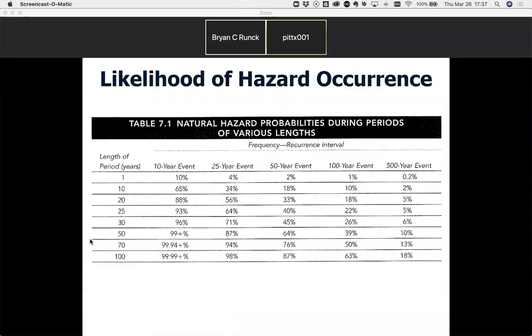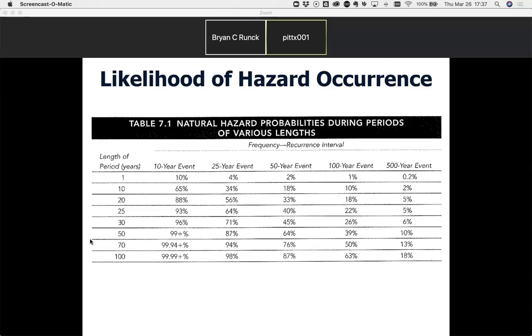The notion of hazard occurrence, how frequently does a storm event occur, is based upon percentage of occurrence. So we can talk about a 10-year event, that is the storm event that's likely to occur 1 year in 10 years. We can talk about the 25-year event, the 50-year event, the 100-year event, the 500-year event.